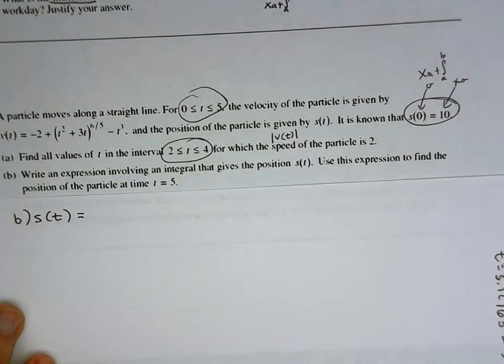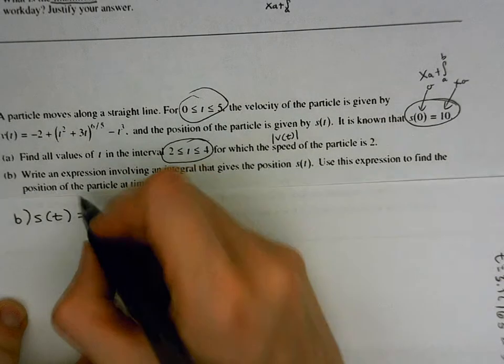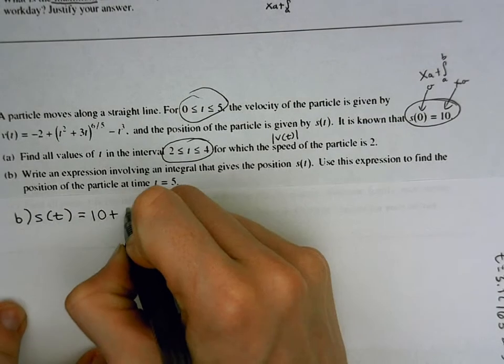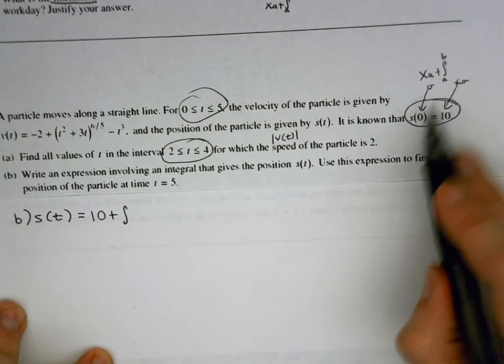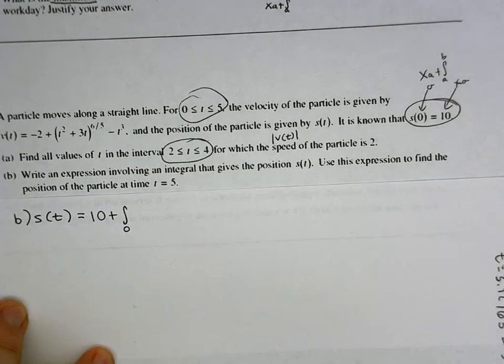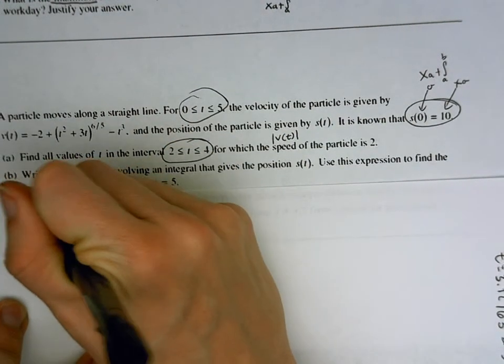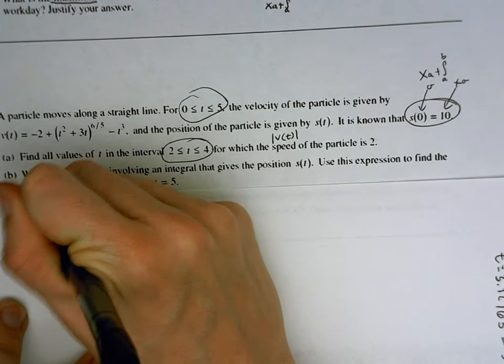Okay, so we have our x sub a, my given position, which was 10, plus my integral from a, my given time, which was 0, to my desired time, which I'm going to go ahead and call my desired time, actually, you know what, let's call this s sub x here.